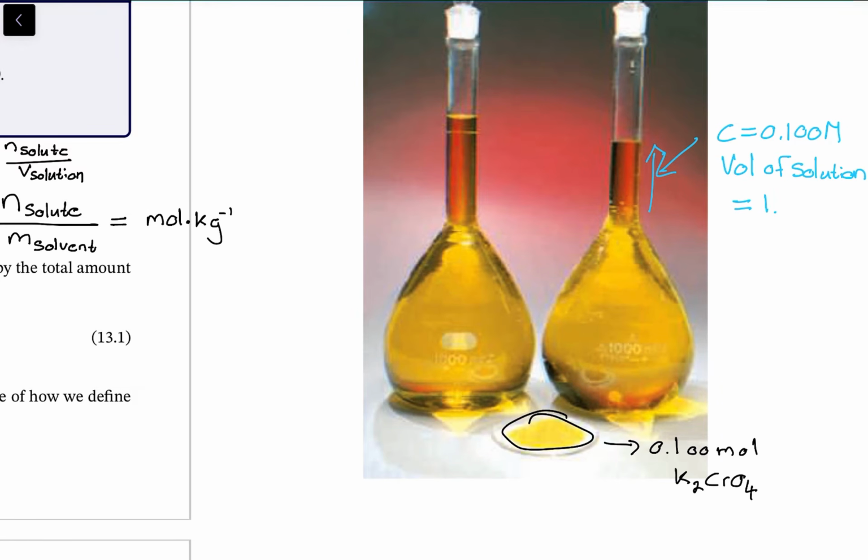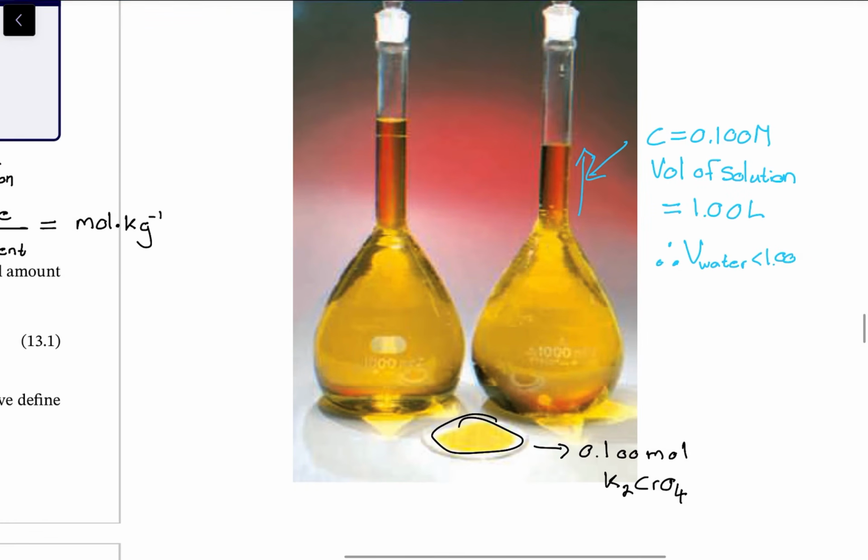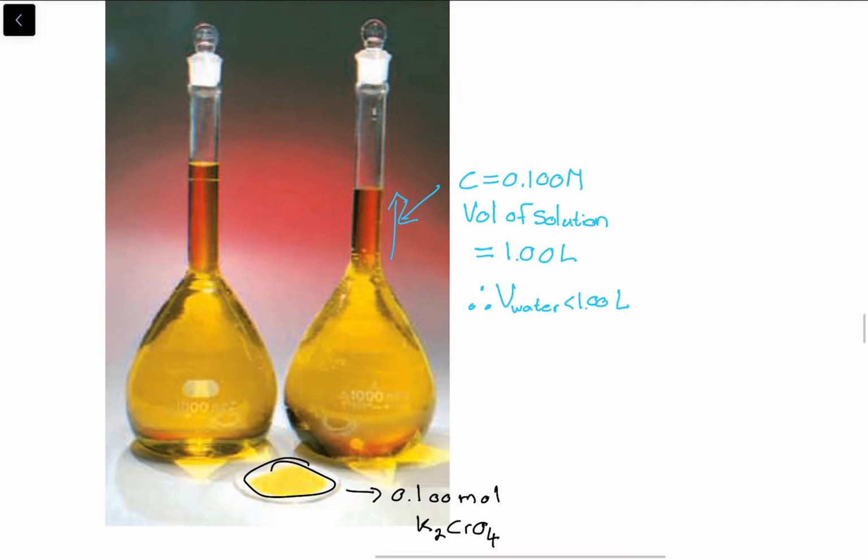equals 1.00 liter. All right, so you notice we added enough water to make up a solution of 1 liter, but that means the volume of water added will be less than 1.00 liter. Let me move this a bit down. And you'll see why that is important in just a moment.